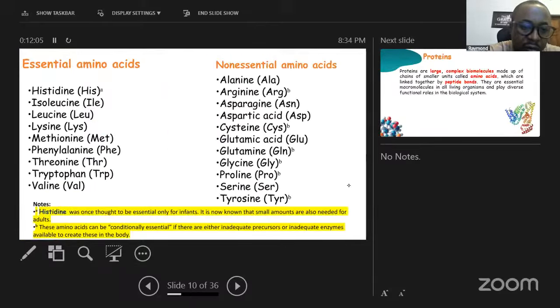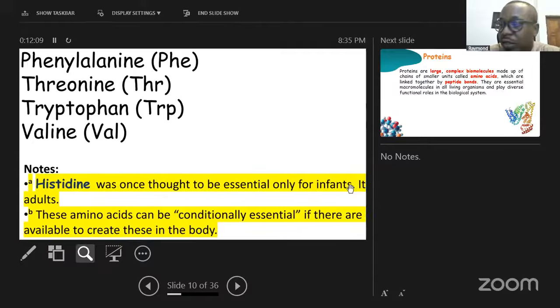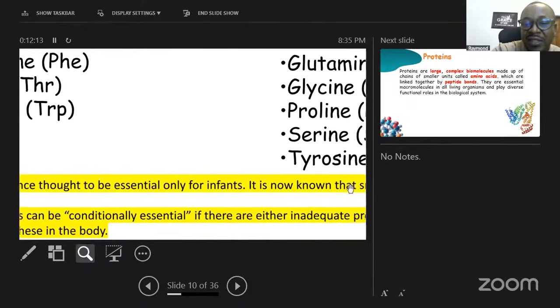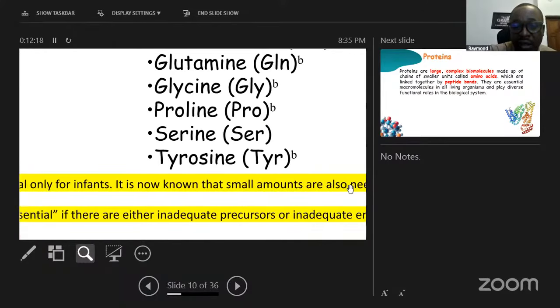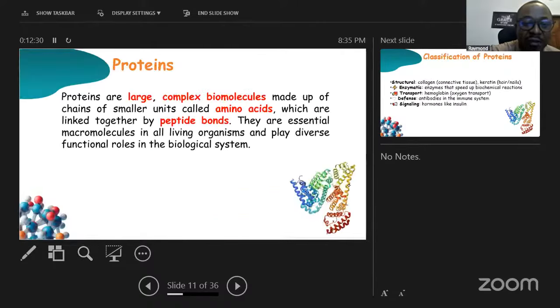You can see histidine was once thought to be essential only for infants. But now it is known that even small amounts are also needed for adults. So even though your body can produce some, you also need histidine in your diet, a small amount of it. So now we are in proteins proper.